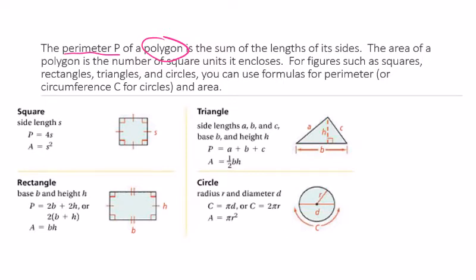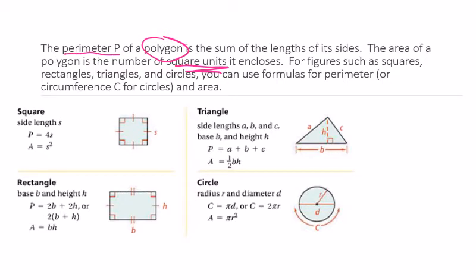All right. And so the area of a polygon is the number of square units it encloses. Okay, so for this rectangle here, if I broke this up into a bunch of square units, I could count those square units, and that would tell me the area, right? And we have a formula for that, of course, which is base times height or length times width. But that's basically what we're looking at, how many square units it encloses.